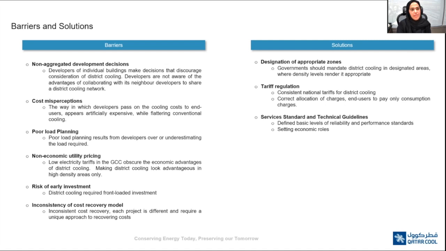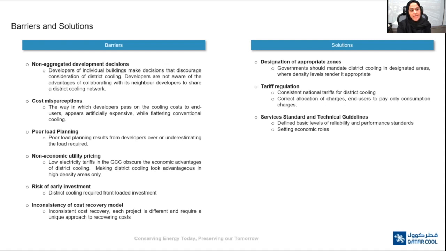This is a very important slide that I think we may be having a lot of discussion on. What can others learn from our experience as a district cooling provider? I listed here the major barriers and obstacles to district cooling. For one, non-aggregated development decisions. Developers are not aware of the advantages of collaborating with their neighbor developers to share a district cooling network. Developers should always have an early discussion with their neighbor developers and decide whether or not they would like to go forward with a district cooling network.